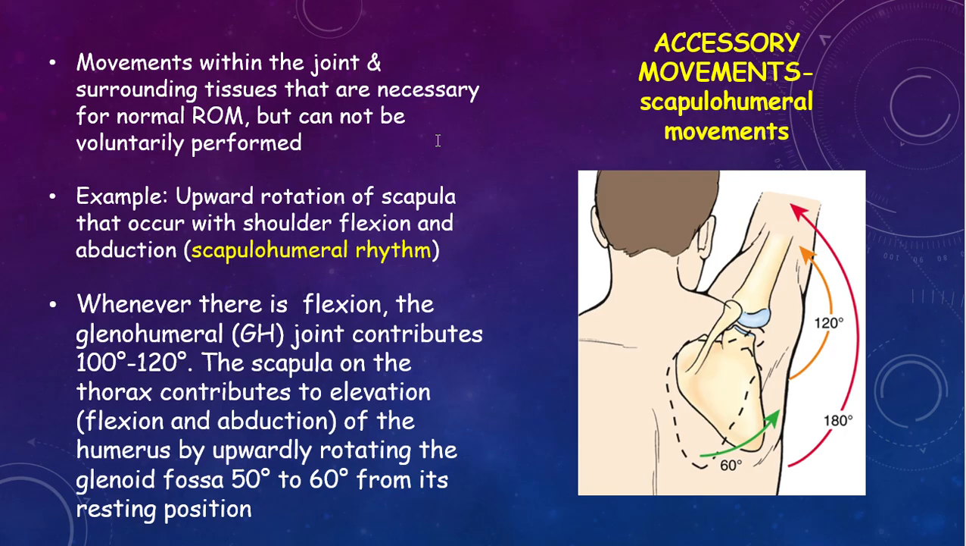Now, another movement, not really arthrokinematics, but also an involuntary movement that takes place in our body, is what we're going to discuss next, and that is called scapulothoracic. The movement takes place between the scapulothoracic joint and glenohumeral joint, and the movement is called scapulohumeral rhythm. Now, this scapulohumeral rhythm is, let me say, a synchronization of movements between glenohumeral joints and scapulothoracic joints. All right?